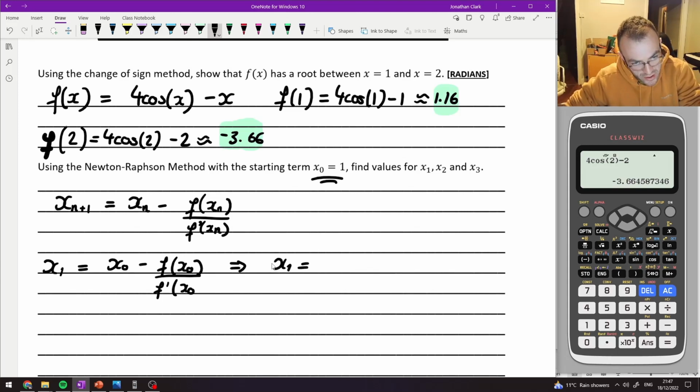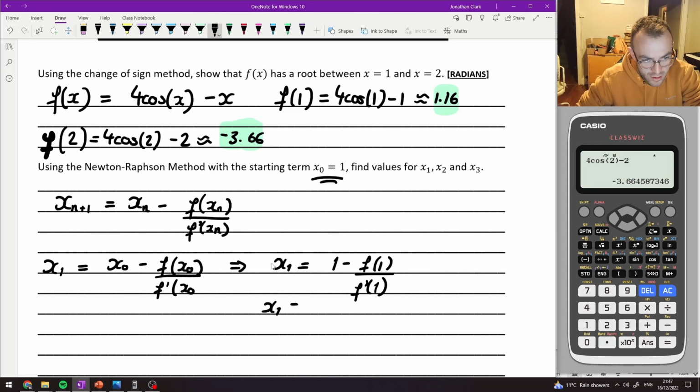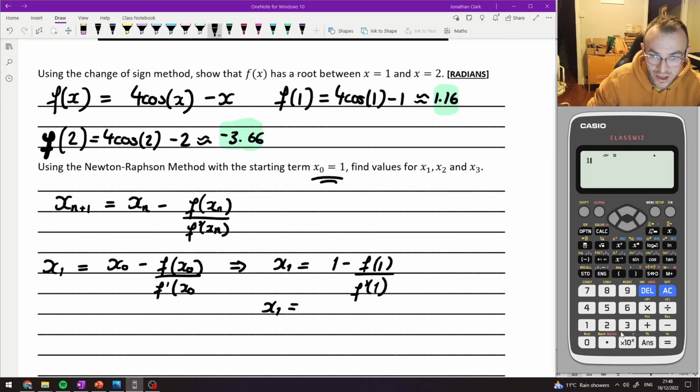So x to the 1 is going to be 1 take away the function evaluated at 1 divided by the differentiated function evaluated at 1. And I'm going to be really cheeky here. I'm going to do something on the calculator where I type 1 and hit equals. What that's going to do is save it as the answer memory. So if I press answer now, it comes up with 1.